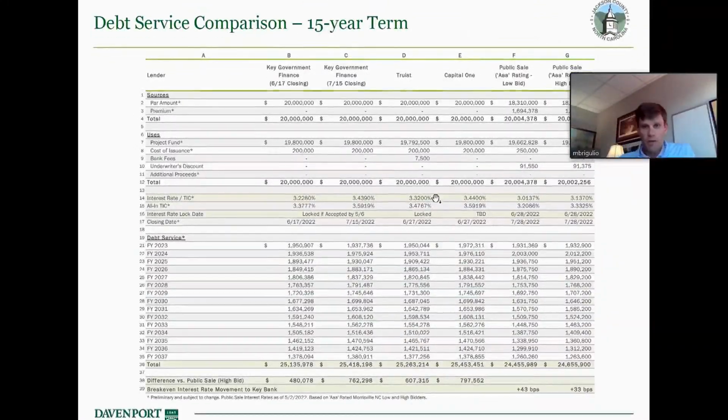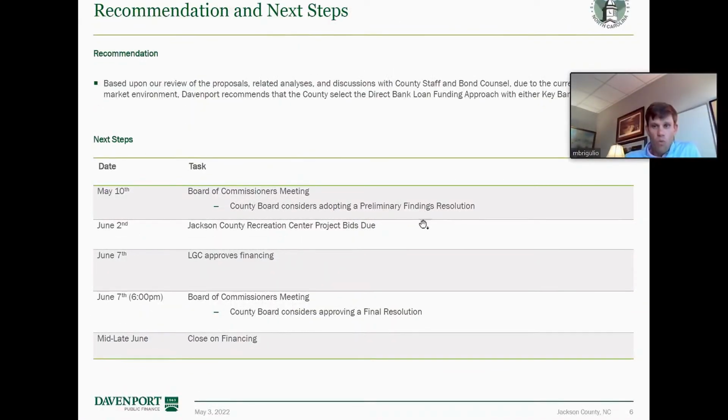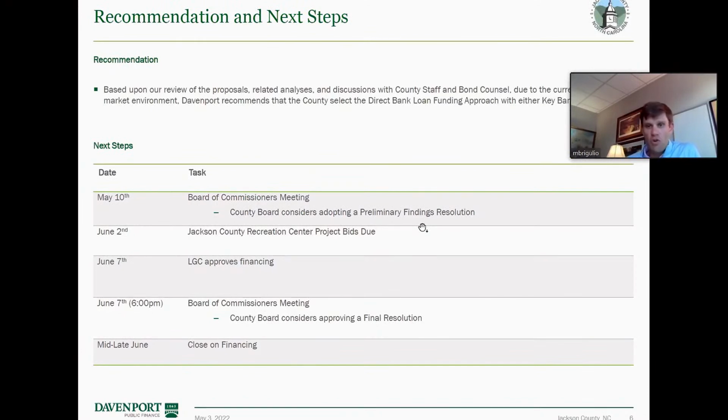Yep, sure thing. So based upon these trends, we are recommending that we move forward with this direct bank loan funding approach with either Key Bank or Truist Bank. And the key considerations there: Key Bank is providing the lowest interest rate, and they are providing the most flexible prepayment terms. But they do have the shortest closing date of June 17th.